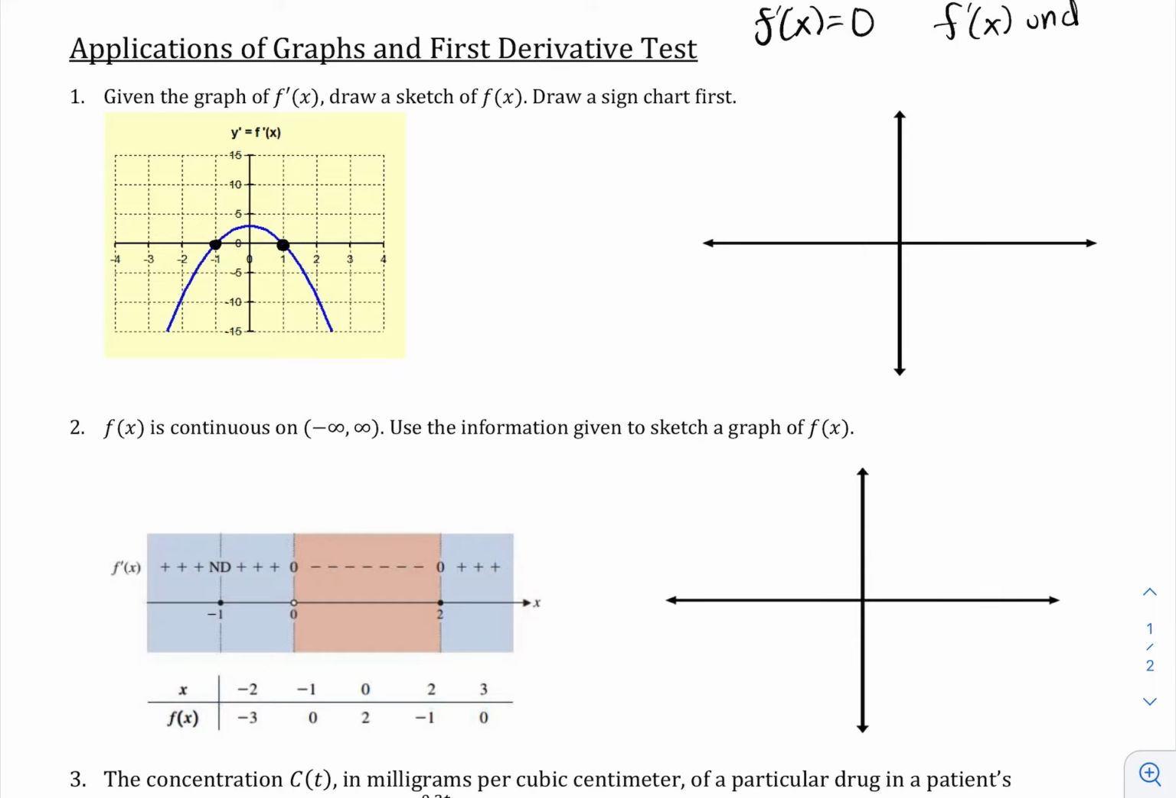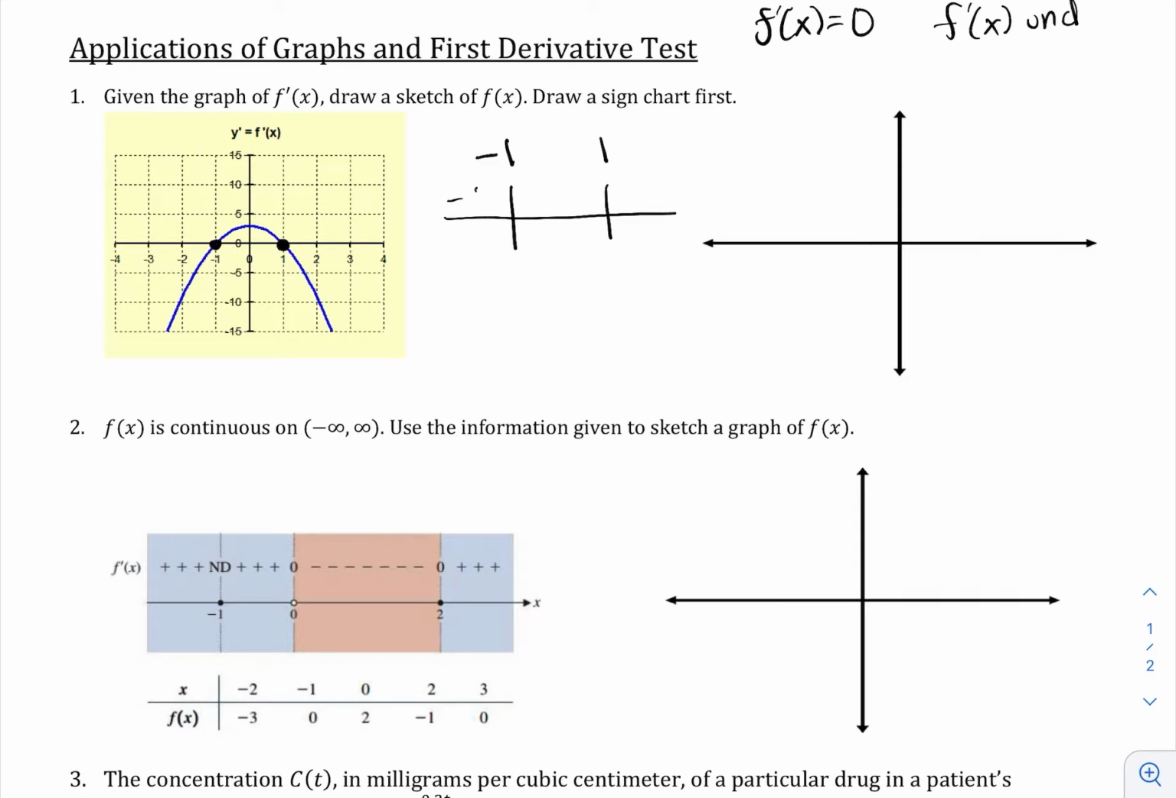Because it's a parabola, it's never undefined. The graph is continuous, which is something we've learned in the past. So there is nowhere that it's undefined. So there's only two partition numbers, -1 and 1. And then you create your sign chart the same. And then you can pick a test number.